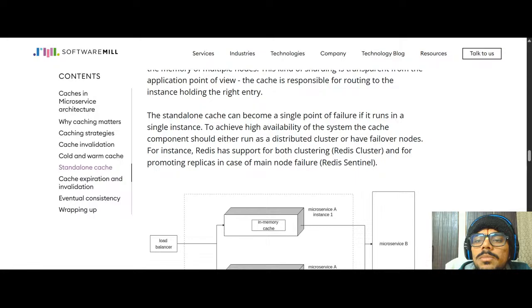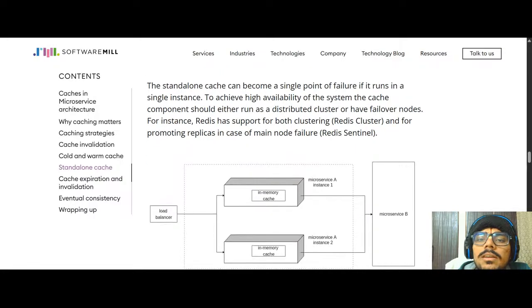Standalone cache can become a single point of failure, as it runs in a single instance. To achieve high availability of the system, the cache component should either run as a distributed cluster or have failover nodes as well.